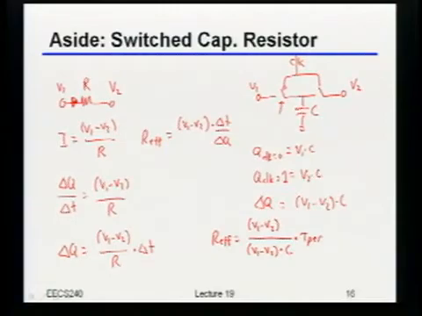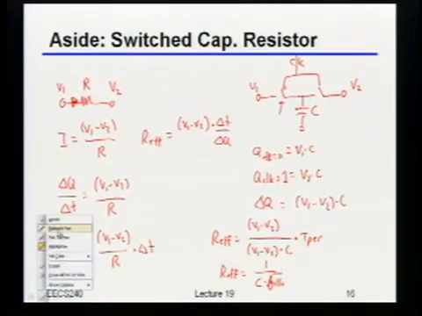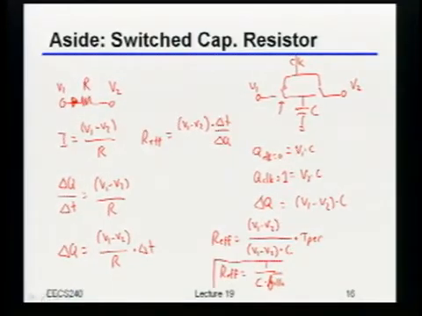Okay, well, obviously the V1 minus V2 just cancels, which means that my effective resistance is now just going to be 1 over C times the clock frequency. Okay, and so all I did here was just convert the period to 1 over the period as the clock frequency. Okay? So in fact, magically, just using capacitors, I actually just built a resistor.